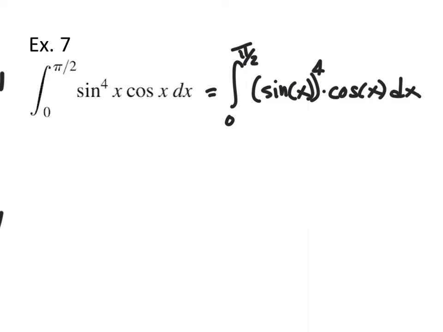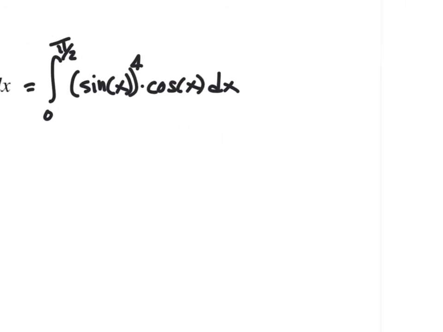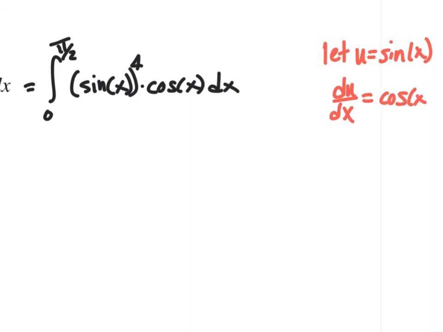What I notice about this is I have an inside function here, which is sine of x, and I see that I have the derivative of sine of x, which is cosine of x, here. So that's what tips me off about what my u is going to be. So I'm going to say let u equal sine of x. Then if I take du dx, that's just going to give me cosine of x. And I'm going to move my dx to the other side, so I end up getting that du is equal to cosine of x dx.